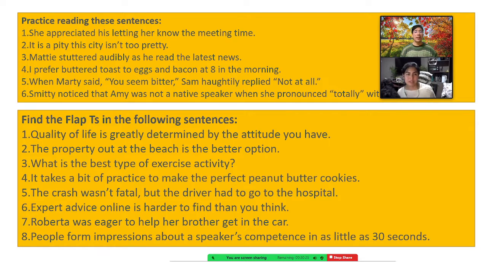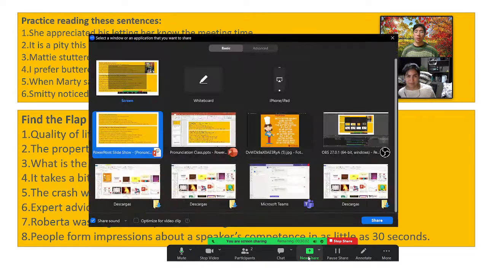The property. Ahora the beach. Yes. It's the better option. Vamos a practicar un poquito otro sonido.